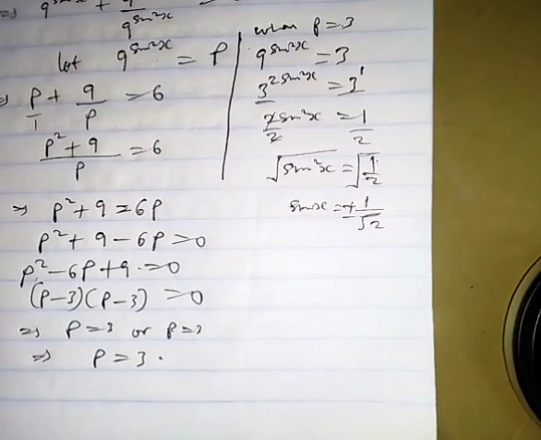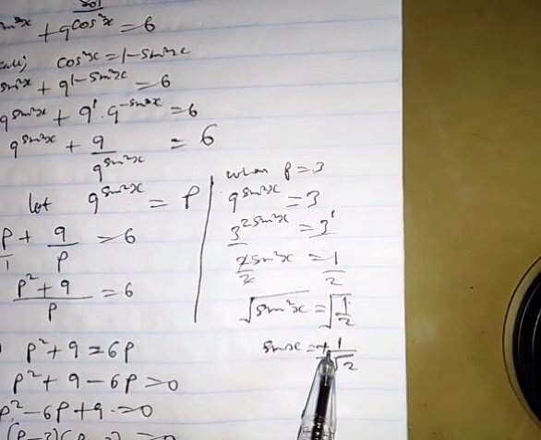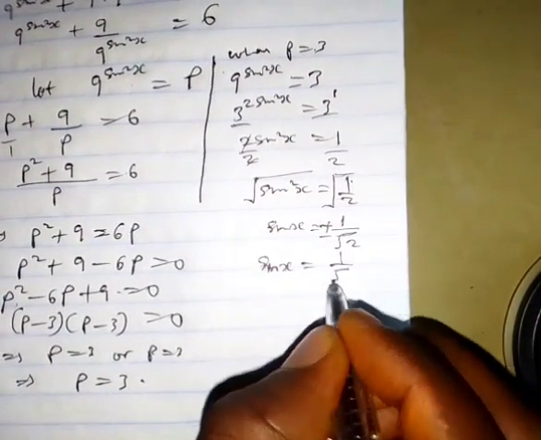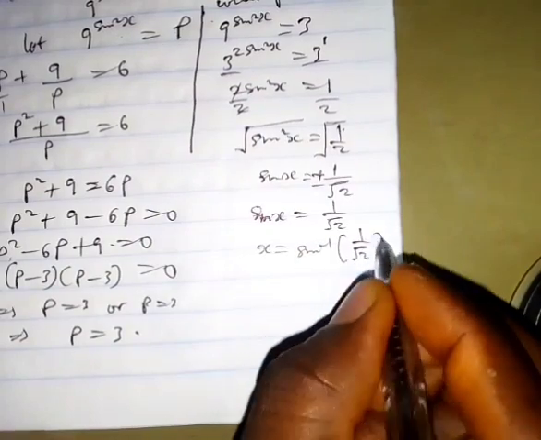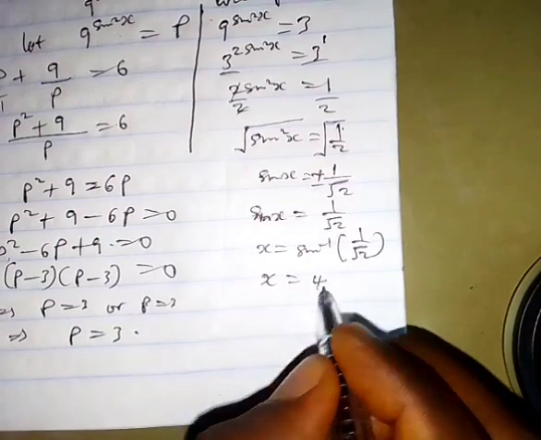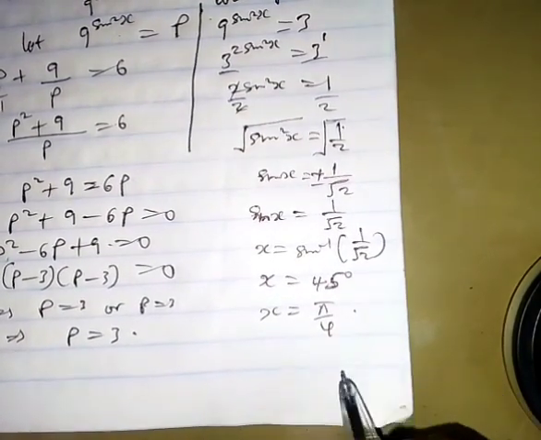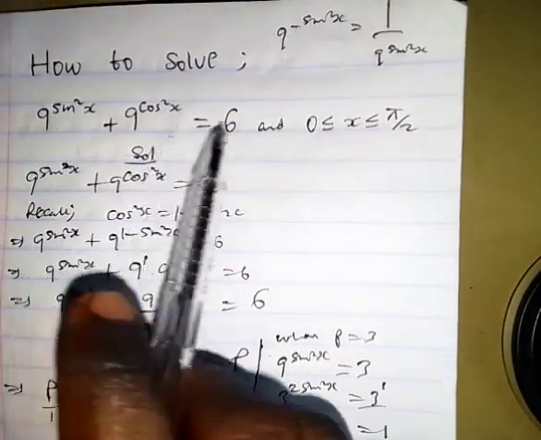Now, how do we find x? Don't forget that the angle is bounded between 0 and pi over 2. So we are going to consider the positive root. So we have sine x equals 1 over root 2. Taking the arc sine of both sides, x is the arc sine of 1 over root 2. When we take the arc sine of 1 over root 2, we obtain 45 degrees, which equals pi over 4 in radians. So the value for x in this trigonometric equation, when x is bounded between 0 and pi over 2, is simply pi over 4.